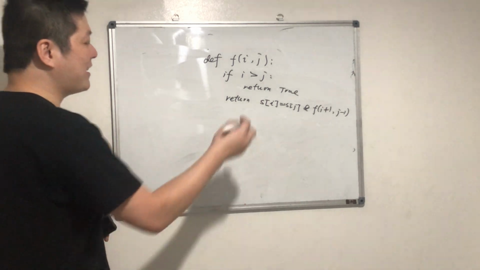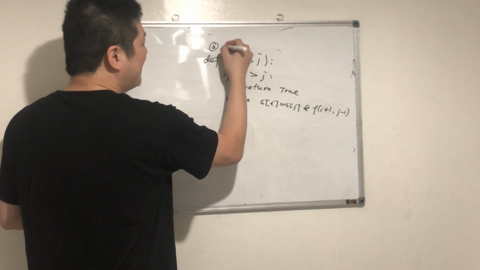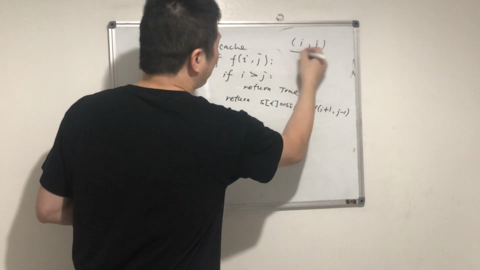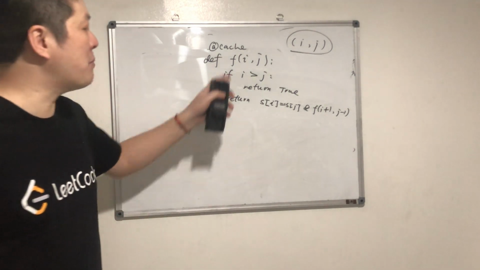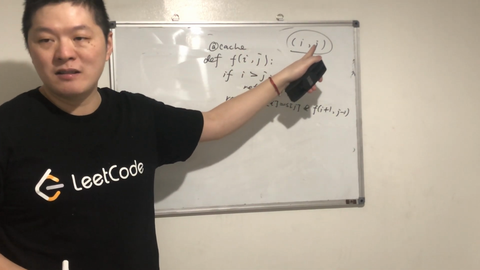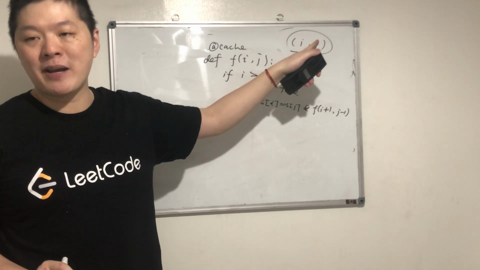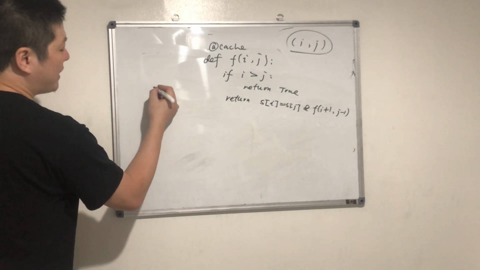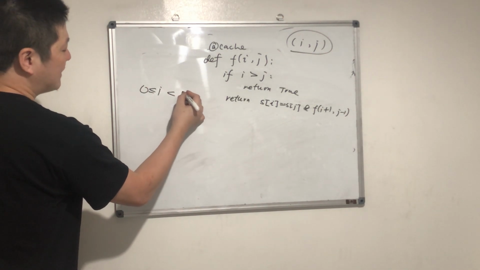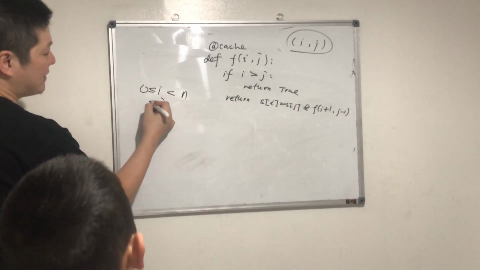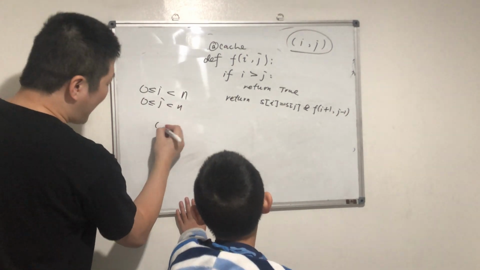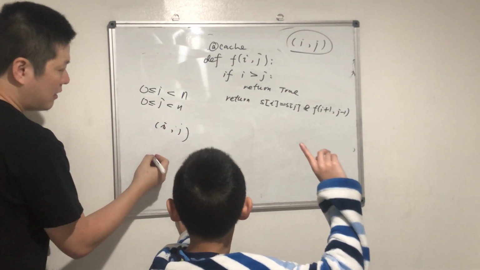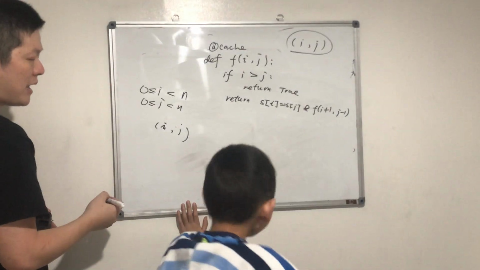Cache, because I need to cache it, right? So after caching, every pair of ij will be calculated only once, right? So how many possibilities of ij pairs are there? If i is bigger than 0 and smaller than n, and j is bigger than 0 and smaller than n, how many ij possibilities?